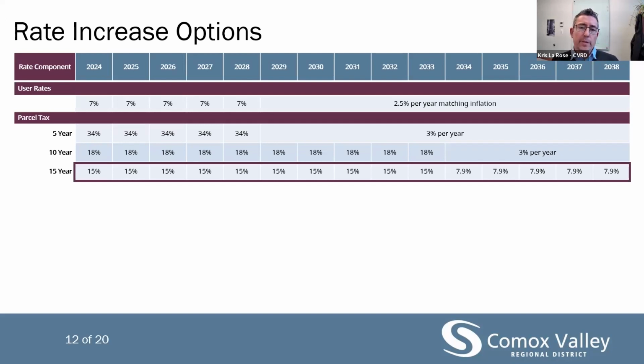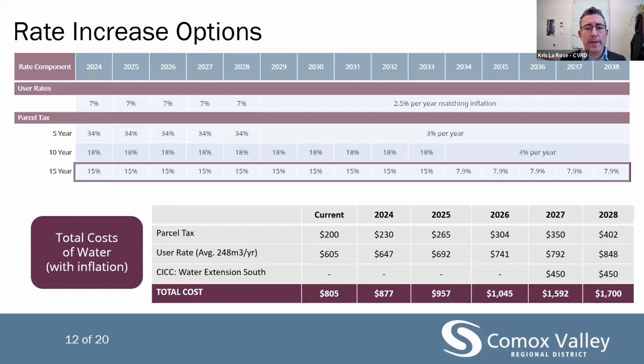So what does that look like for Royston ratepayers? Well, it'll depend on how much water you use, but we've provided this estimate based on the average water user, who uses about 248 cubic meters per year. So currently for parcel tax, the fee would be $200 and user rates would be 605 for a total of 805. With the increases next year would be 877 in total, 230 for parcel tax and 647 for user rates.